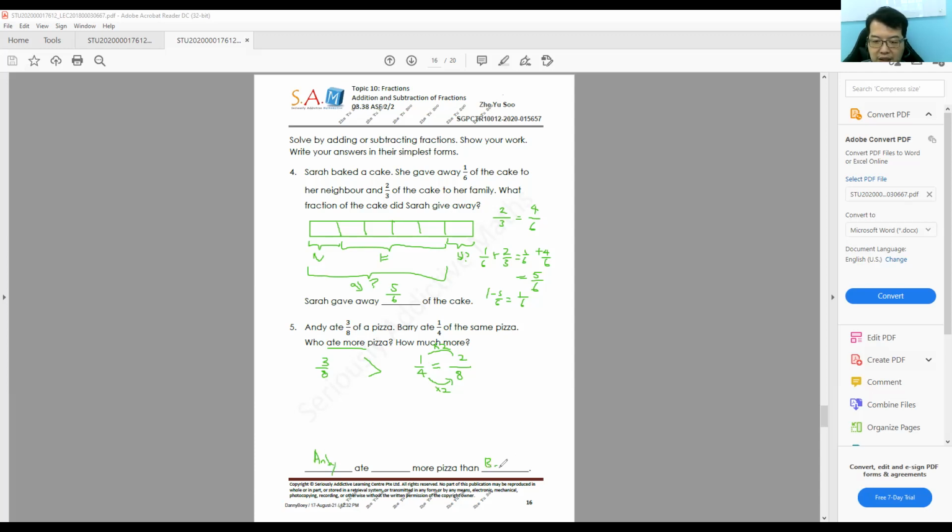How much more pizza did Andy eat compared to Barry? So that would be 3 out of 8 minus 1/4. Okay, 3 out of 8 minus, we've already done a conversion early on, right? The equivalent fraction early on. So I know that 1/4 is the same as 2 out of 8. So 3 out of 8 minus 2 out of 8 gives you 1 out of 8.